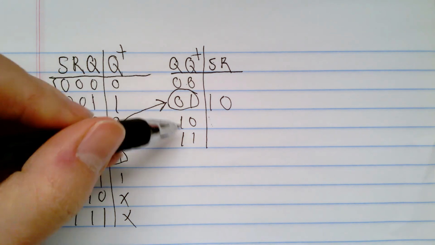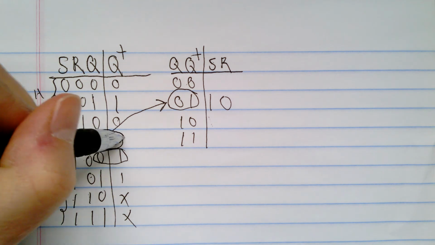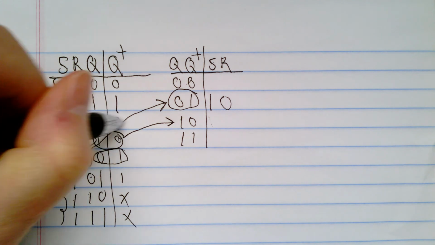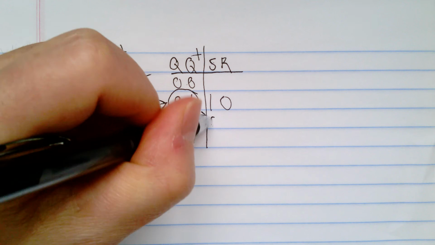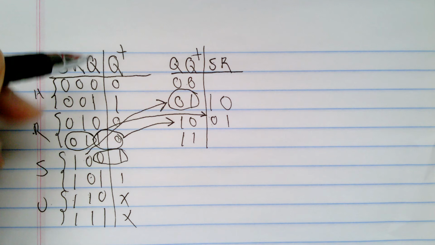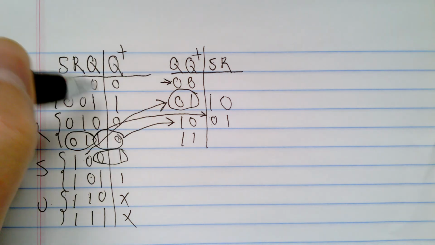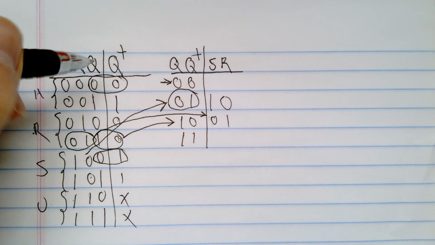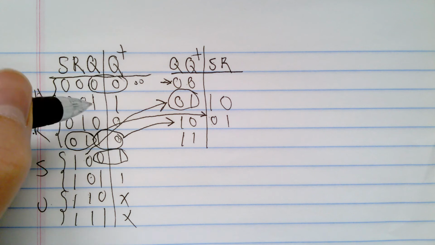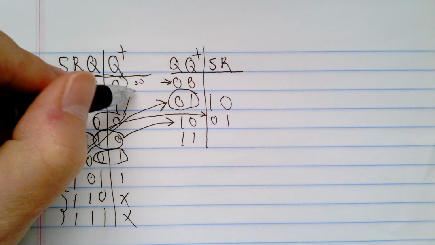Similarly, if you want to go from 1 to 0, then 0, 1 must be used on input. That is to say, you must reset, but not set. If what you're looking for is something like going from 0 to 0, you can do it in one of two ways. You can do 0, 0, or you can do 0, 1.